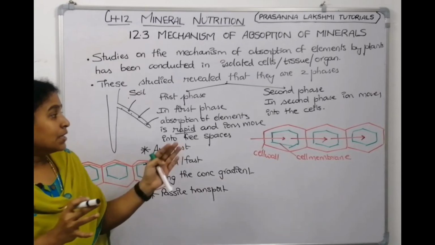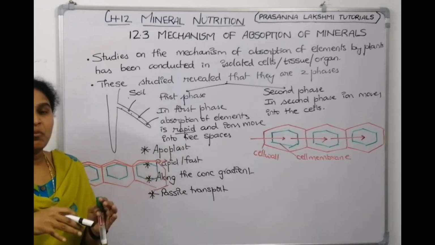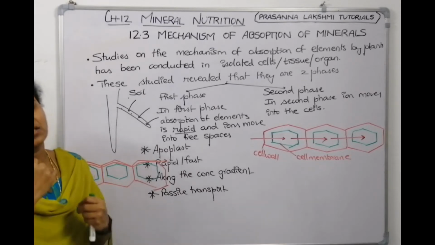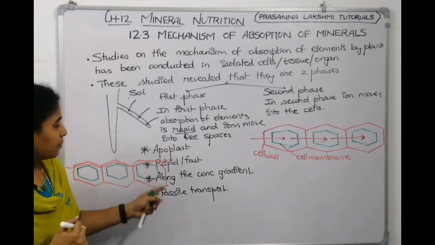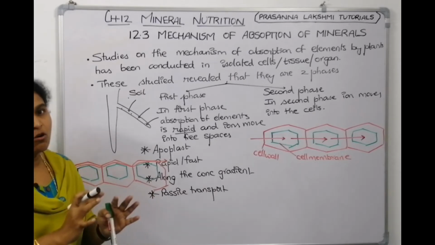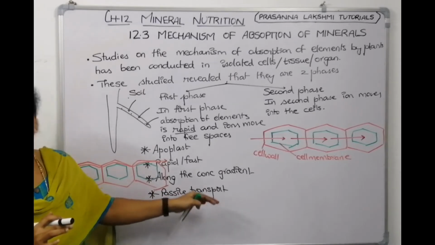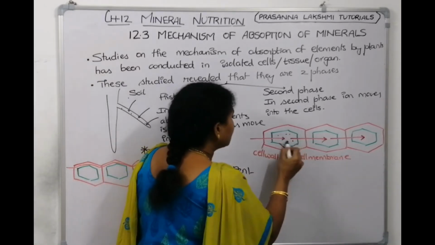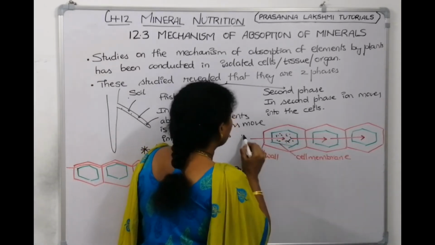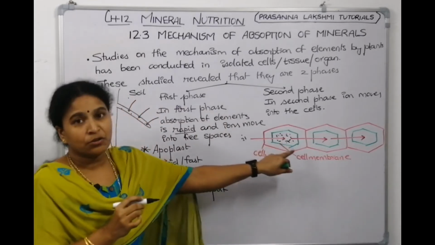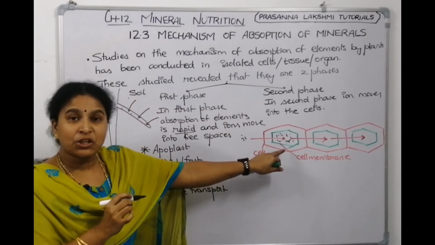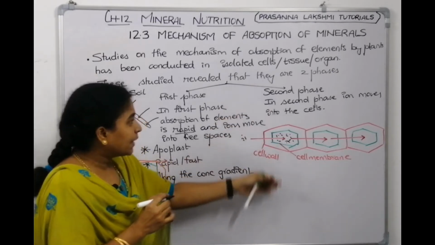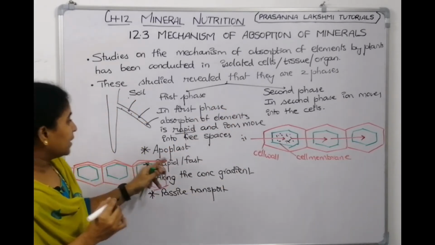And here it is along the concentration gradient, from high concentration to low concentration. But we know that the cells will already have the mineral, so it is from low concentration to high concentration, against the concentration gradient. Because it is moving from high concentration to low concentration, it is passive transport; energy is not required. Since the cell is already having the minerals, from less concentration it is coming to high concentration. With the expenditure of energy it will come, which means it is active transport. So in the second phase they told that it is symplast.